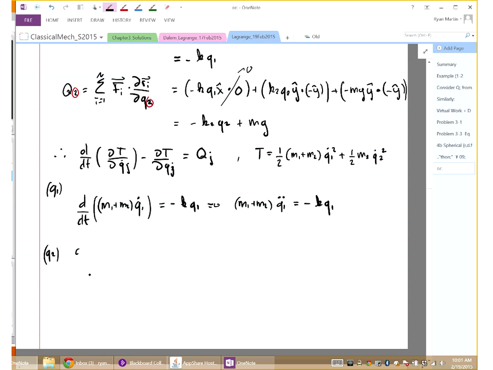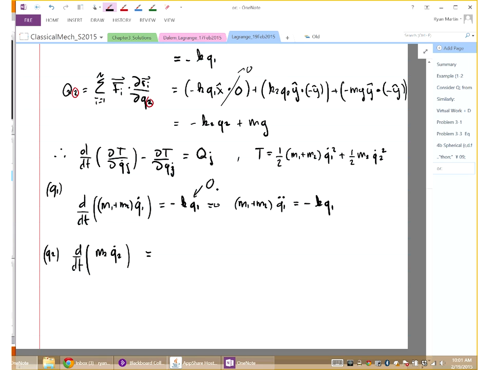Let me do the same thing for q2. So I have d by dt of dT by d q2 dot. If I look at T, the q2 dot term is the last one, a half m2 q2 dot squared. If I take d by d q2 dot of that, I get m2 q2 dot. And again, T doesn't depend on q2, it only depends on q2 dot.